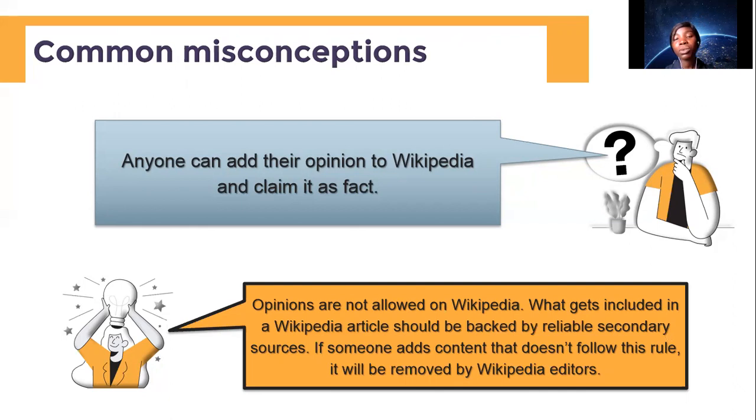Just as we refer to it as an online encyclopedia, it's not just an open dumping ground for any information. And if someone adds content that doesn't follow the rules, it will be removed by the Wikipedia editors. Wikipedia has administrators that always stroll through different articles to make sure that all the articles are in line with the policies on Wikipedia.